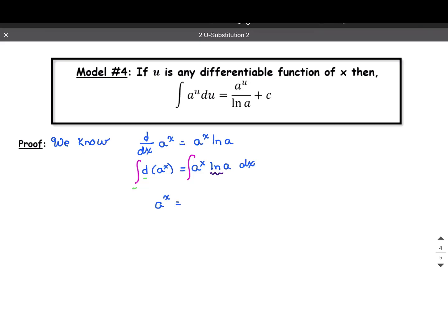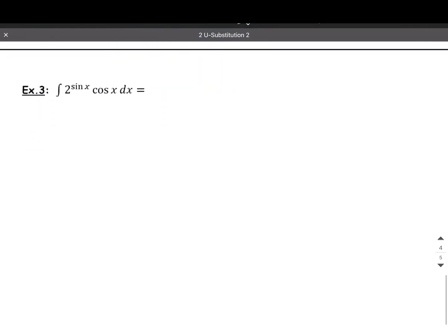Also, natural log of a is a constant because the derivative here is with respect to x, so it can factor right back out. And I still have the integral of a to the x dx. Now I can divide both sides by that constant. A to the x divided by the natural log of a is the integral of a to the x dx. Ta-da! And there we go. You proved it.